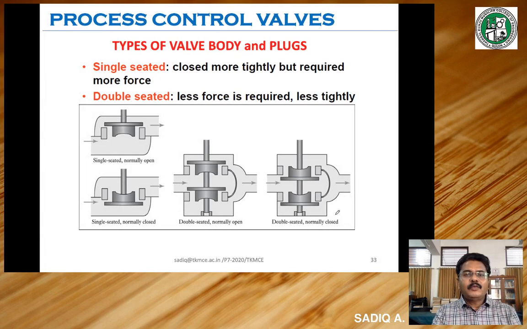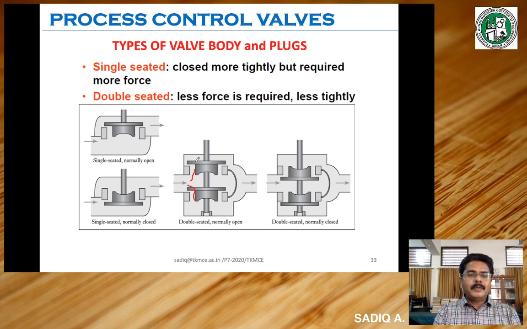Let us see the types of valve body and the plugs. There are two kinds of valve bodies and valve plugs generally seen in process control valves. One is single seated, another one is double seated. Single seated means the flow will be permitted through only one opening. If it is double seated, the flow from one direction will be permitted through two openings, one here and one here. The single seated valves are generally more tightly closed in most cases, but they require more force for controlling, whereas double seated valves require less force to control the flow, and are less tightly placed on seats.